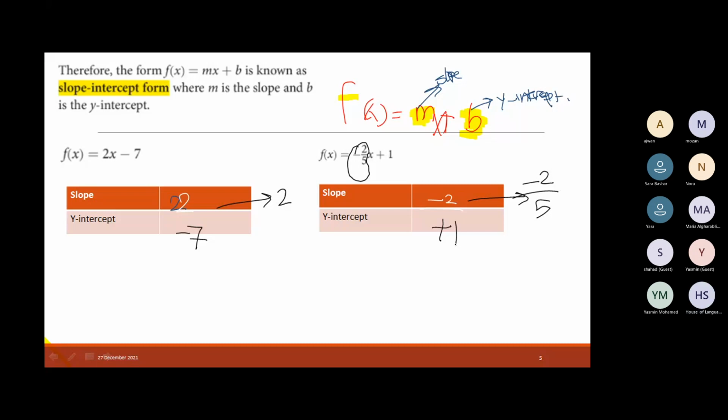This equation. The equation is not like this. The equation didn't give you the slope and the y-intercept.